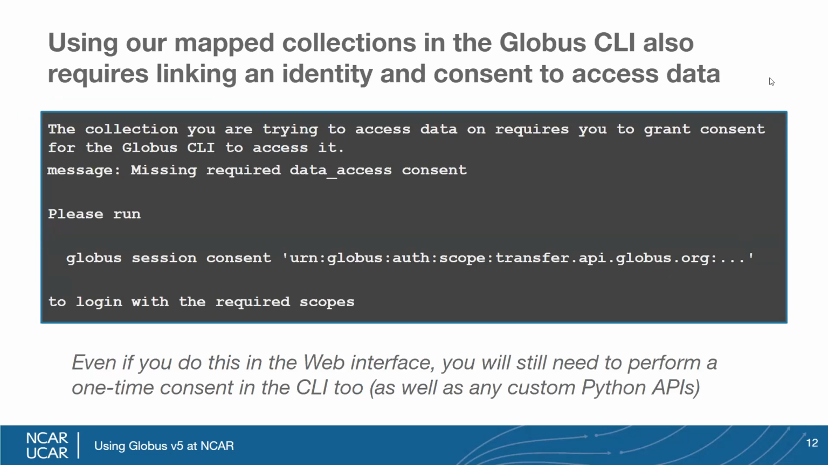One thing to note is that if you use our mapped collections in the CLI, that also requires linking an identity and giving consent to access data. So when you do it via the CLI, let's say you do a Globus LS on NCAR Glade, or you try to submit a transfer, the first time you do that, you're going to get a message that looks something like this. So it'll say the collection you're trying to access data on requires you to grant consent for the CLI to access it.